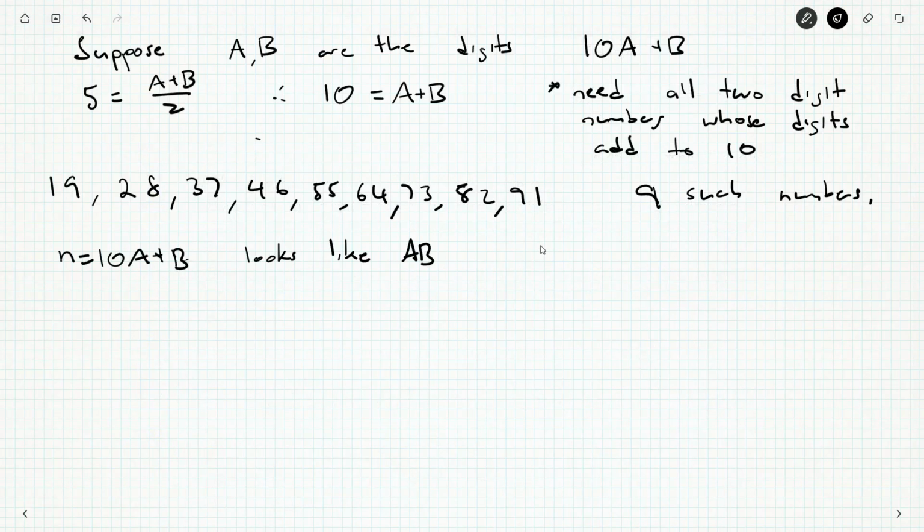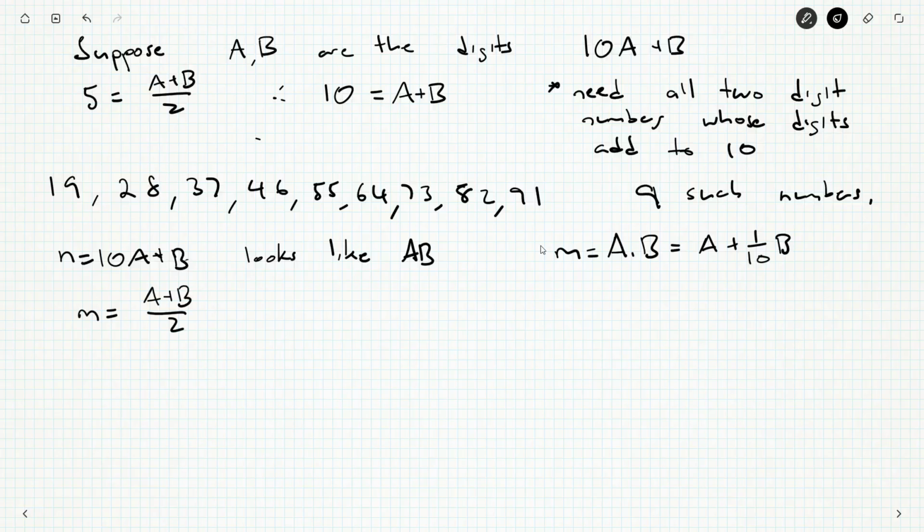Now, we can create the new number m to be A dot B, but a nice exact way to write it out would be A plus 1/10 B. So we place our decimal, and now m is equal to the average of the digits. That's (A plus B) over 2, and now I have a nice equation. A plus 1/10 B is the same as A plus B over 2. I'm going to switch that to 1/2 A plus 1/2 B.